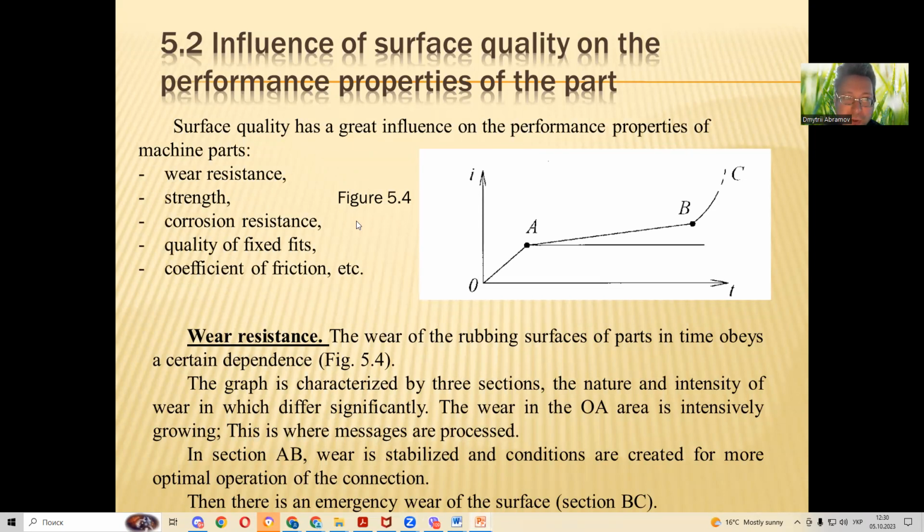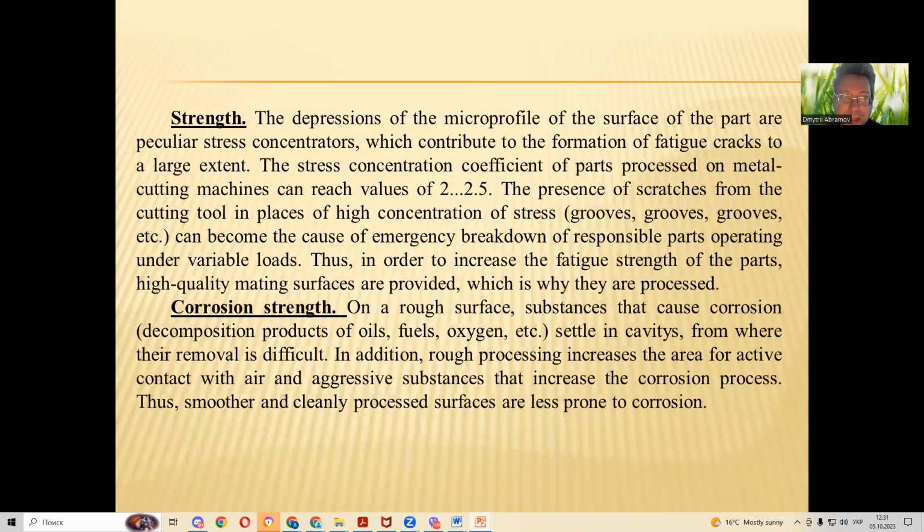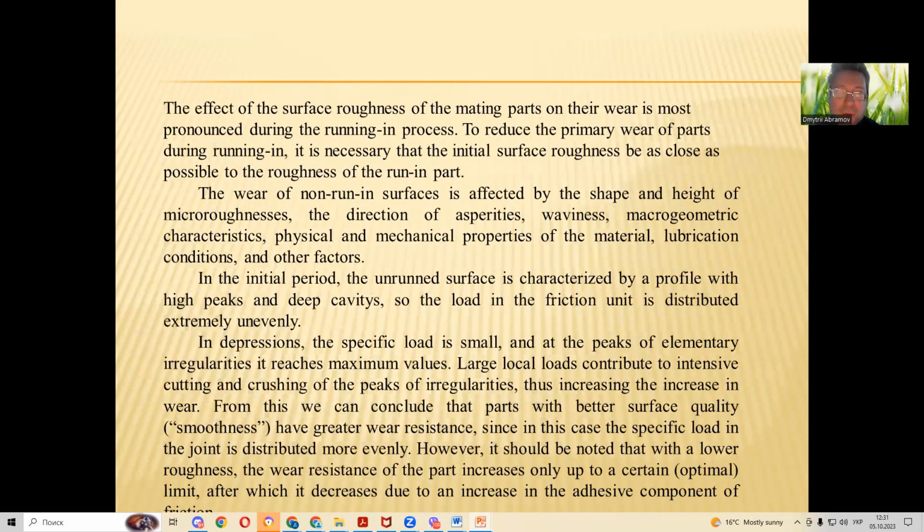Surface quality has a great influence on the performance properties of machine parts, its wear resistance, strength, corrosion resistance, quality of fixed fits, coefficient of friction, etc. The effect of the surface roughness of the mating parts on their wear is most pronounced during the running-in process.